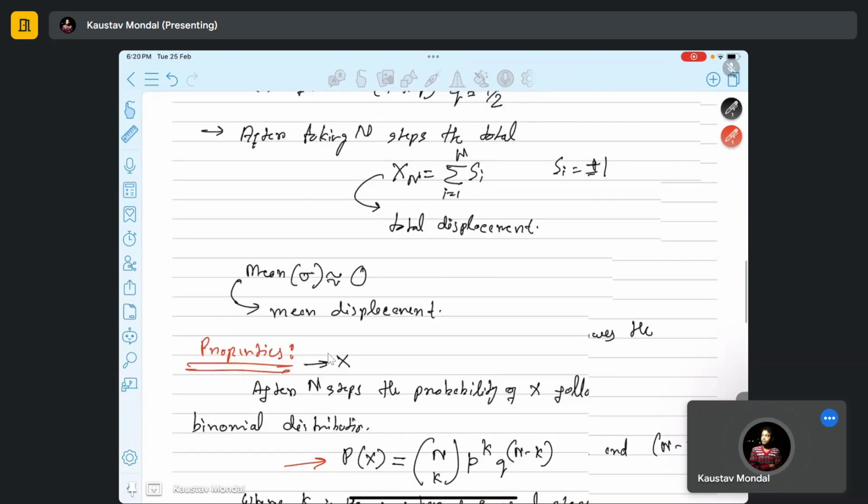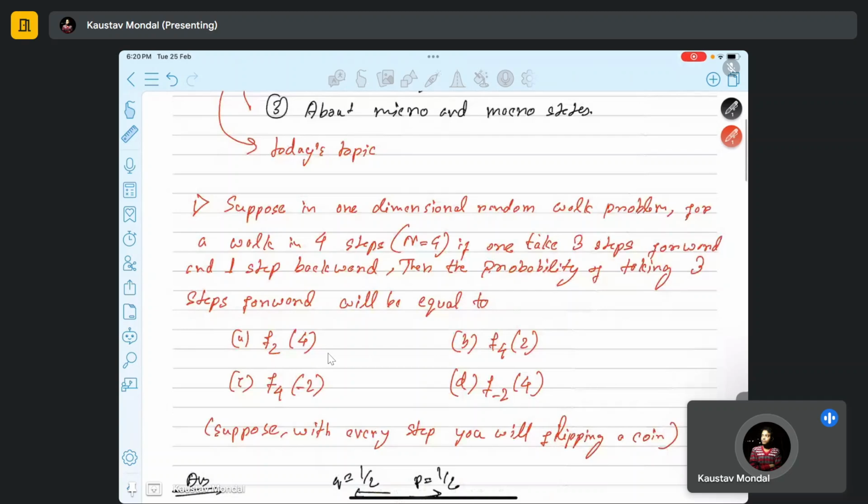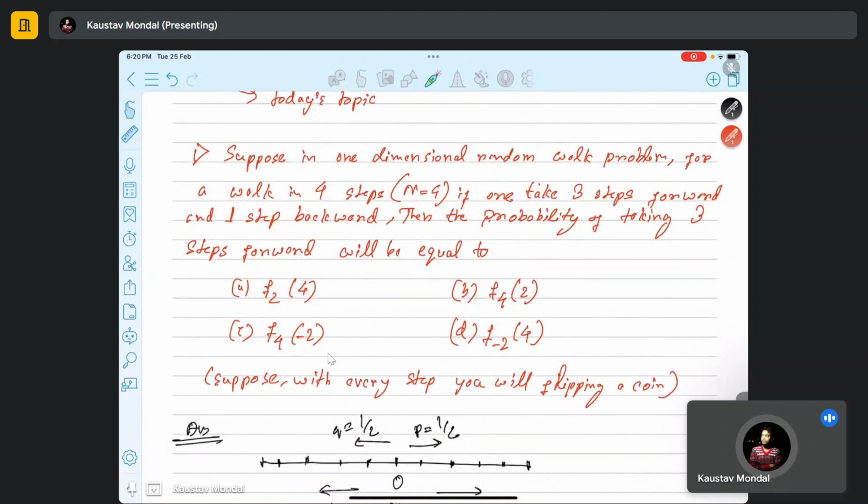Now for our problem, let's first write out the information that is given. Here n is equal to 4, the total number of steps is 4. In each step it can move forward or backward, which in our context means moving either right or left. It is mentioned that it's a random walk, so the probability of moving forward or backward is equal. And the problem mentions that it takes 3 steps forward and 1 step backward.